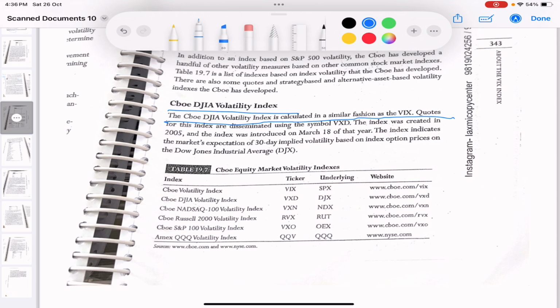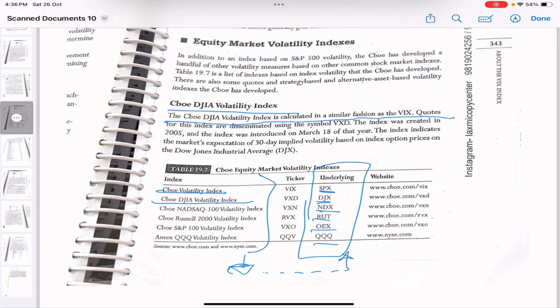Okay, so this is also another volatility index which is calculated just like that, but the only difference here is that the underlying is different. CBOE volatility index gives you the volatility of SPX. For DJIA, DJX, NDX, RUT, OEX, QQQ. So you can see that these are the underlying, and these indexes basically tell you about the volatility which is occurring in these particular indexes.